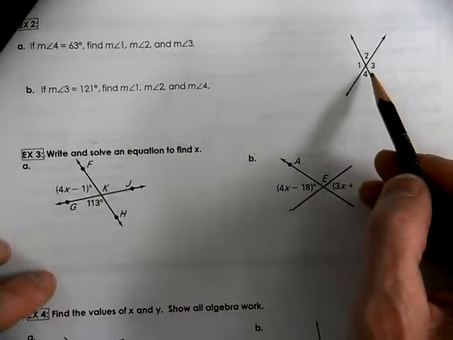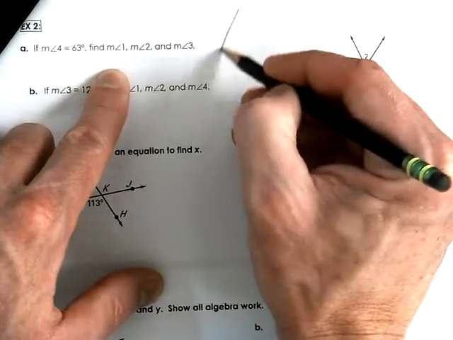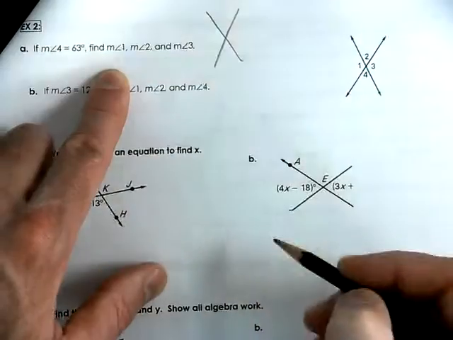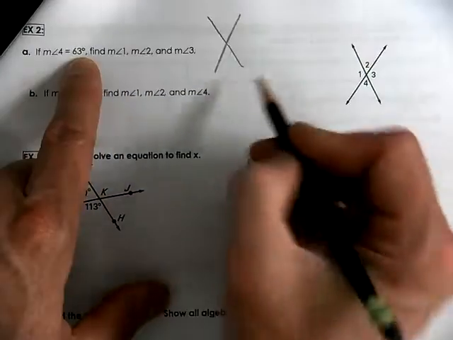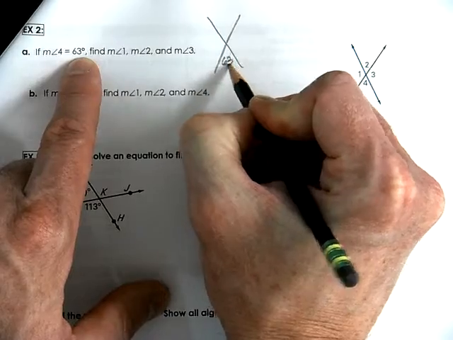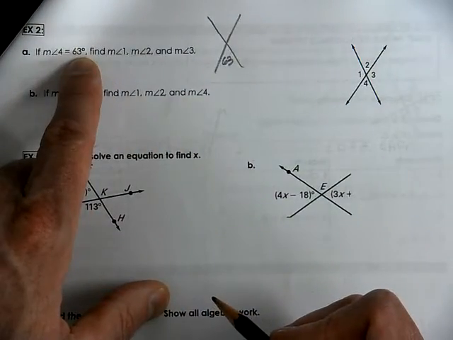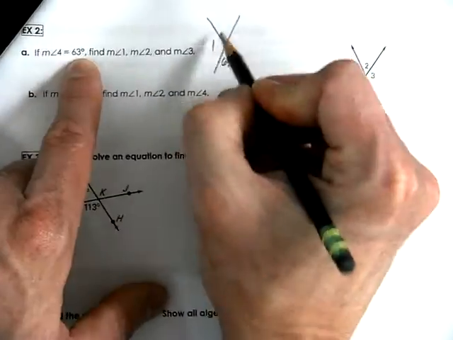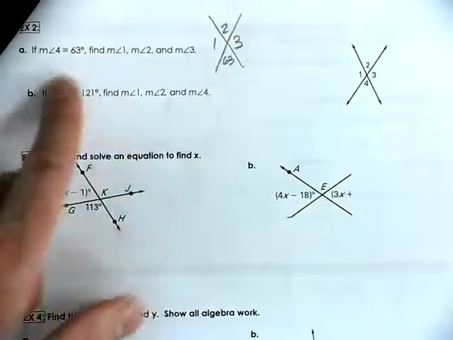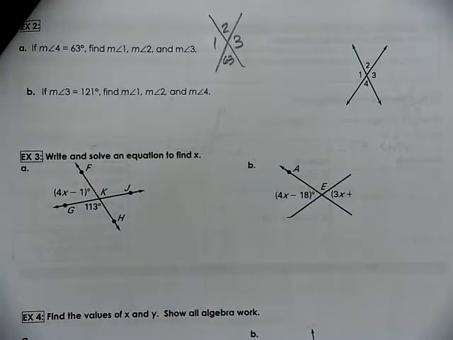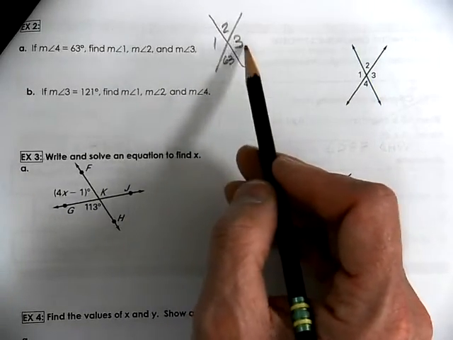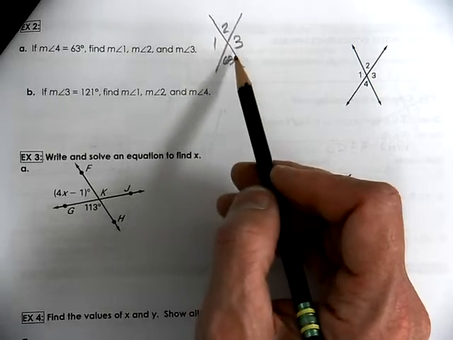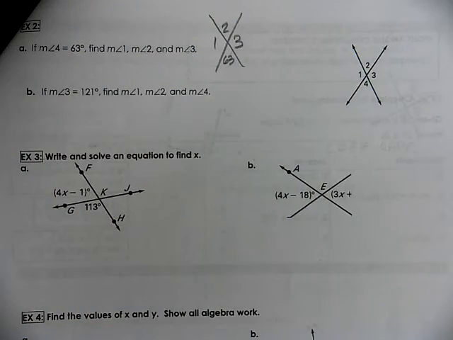So here we have our picture. We're going to redraw that right over here so we can write on it. We know that angle 4 is supposed to be 63 degrees. This one would be angle 1, 2, and 3. We're using numbers for the angles, it's a little bit easier to say what they are and read what they are than using all the letters. Letters get a little complicated sometimes.